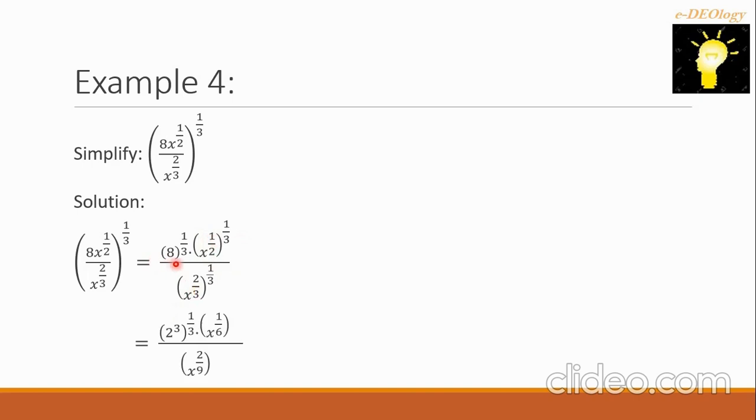The constant 8, we can show that this is equal to 2 cubed. And then for the x, we're going to multiply the 1/2 and the 1/3 becomes 1/6. In the denominator, we will multiply the exponents. So 2 times 1 is 2 over 3 times 3 is 9. Next, for the coefficient 2, we can simplify the exponent 3 and the 1/3 becomes 3/3.